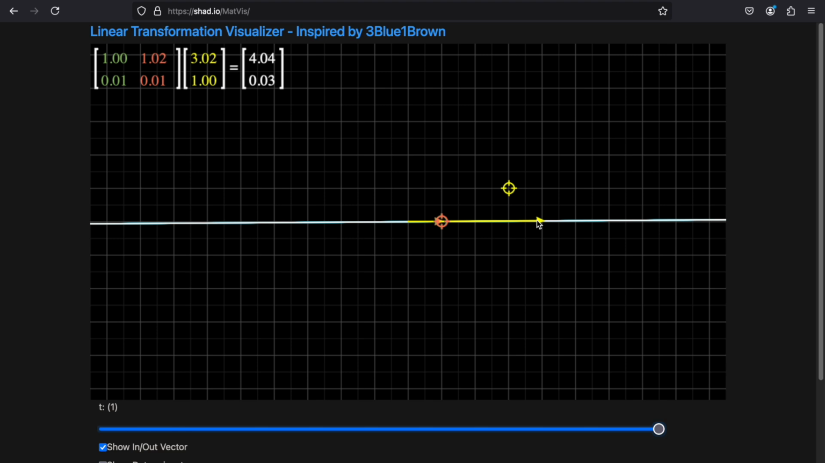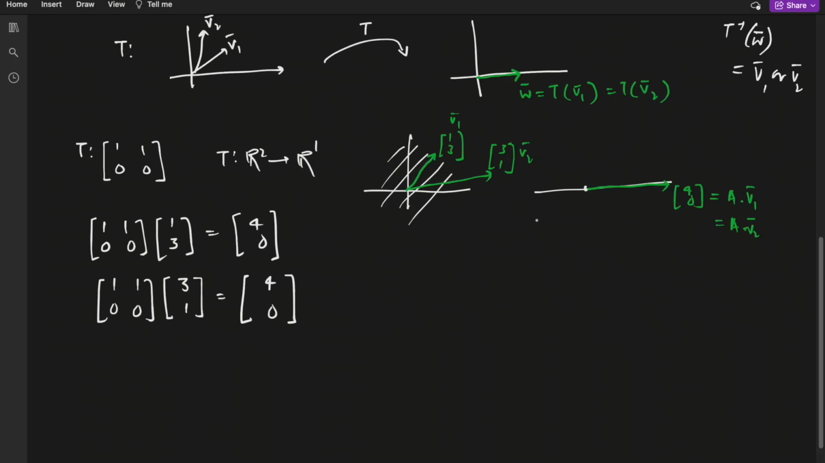You don't know how you ended up at 4 comma 0. 4 comma 0 could have been given by the vector 1 comma 3, or it could also have been given by the vector 3 comma 1. Now you cannot go back. If you knew from which vector you came to 4 comma 0, then obviously you could go back from 4 comma 0 to that vector. But right now you don't know, because this linear transformation or this matrix is moving more than one vector to the same output vector. It is squashing the input vector space. So in this scenario, the inverse doesn't exist, right?